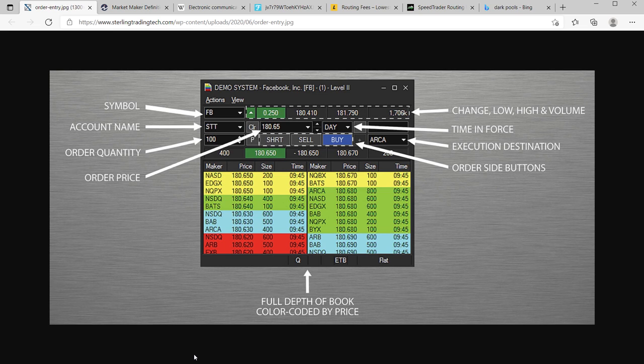Today, I just wanted to make a quick video talking about Level 2. A lot of you might not be too familiar with this, if you're just swing traders and you've never been into day trading before. Normally, when you log into your broker and you pull up a stock quote, you're looking at what would be called level 1 quotes.